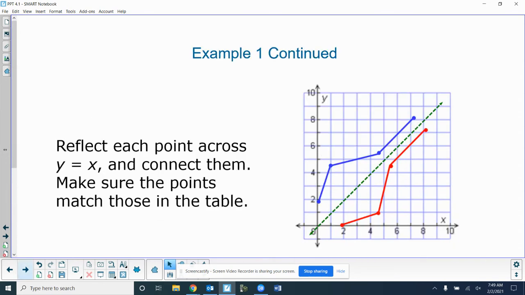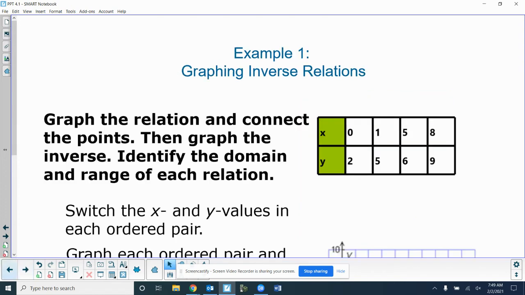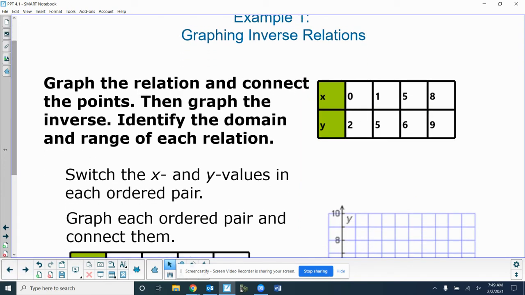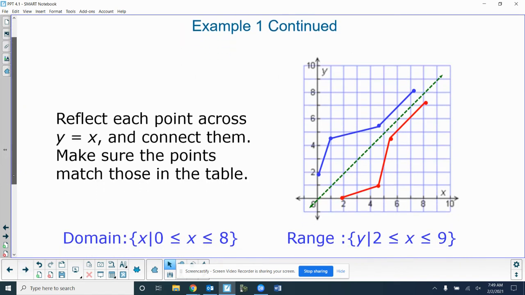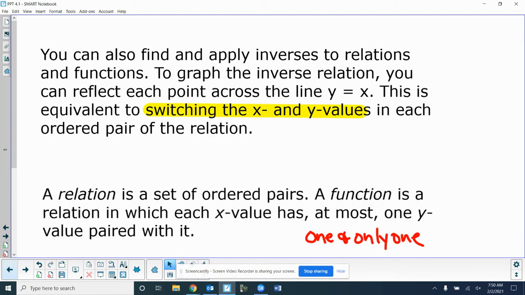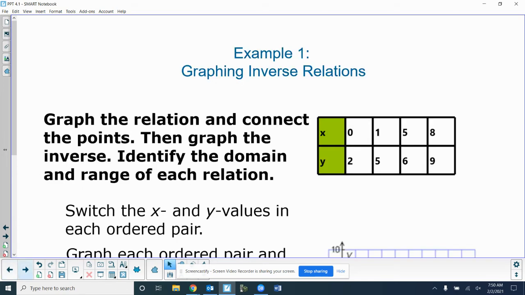The blue one is (0, 2), (1, 5), (5, 6), (8, 9). And then they switched them. This green dashed line is what they were talking about. You can reflect each point across the y equals x line. That's the y equals x.